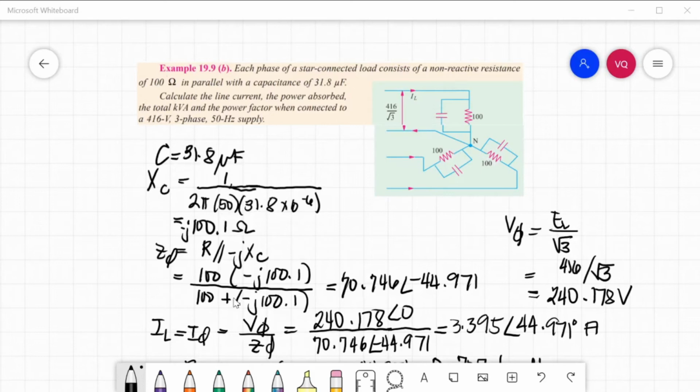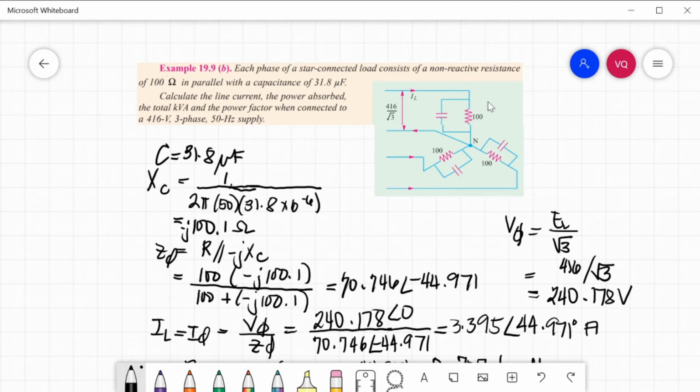Next example. Each phase of a star-connected load consists of a non-reactive resistance of 100 ohms in parallel with a capacitance of 31.8 microfarad. Calculate the line current, the power absorbed, the total kVA, and the power factor when connected to a 416 volts, 3-phase 50 Hz supply. So this is our circuit.